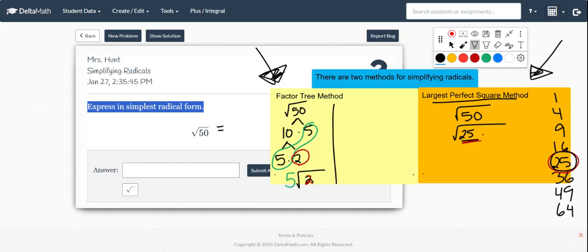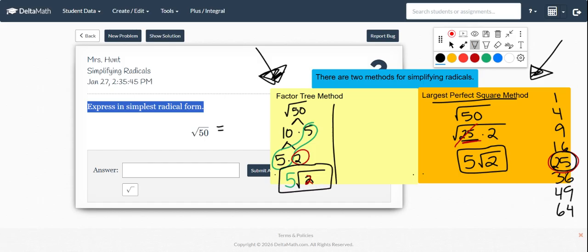And then, make sure you ask yourself, 25 times what is 50? It's 2. 25 times 2 is 50. Because you found a perfect square right here, if you know how to square root it, you just square root it. The square root of 25 is 5 because 5 times 5 is 25. And we can't square root the 2 because it's going to be a decimal and we don't want an irrational number or decimal here. And so our final answer is 5 square root of 2.